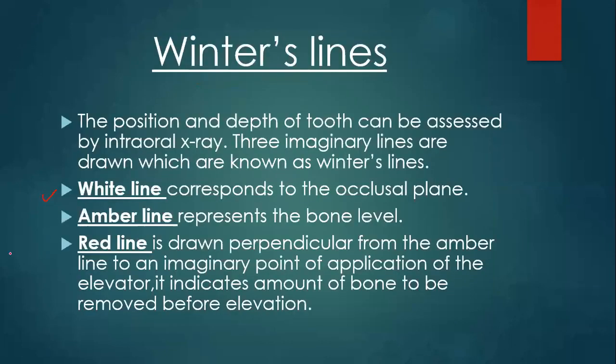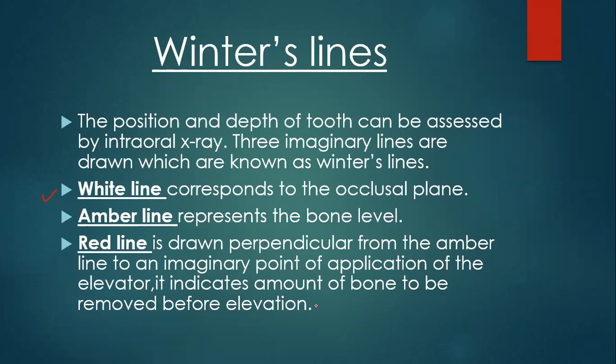And then we have a red line. The red line is drawn perpendicular from the amber line to an imaginary point onto the application of the elevator. It indicates the amount of bone to be removed before elevation. So we need to assess these lines so that we can remove the impacted tooth.